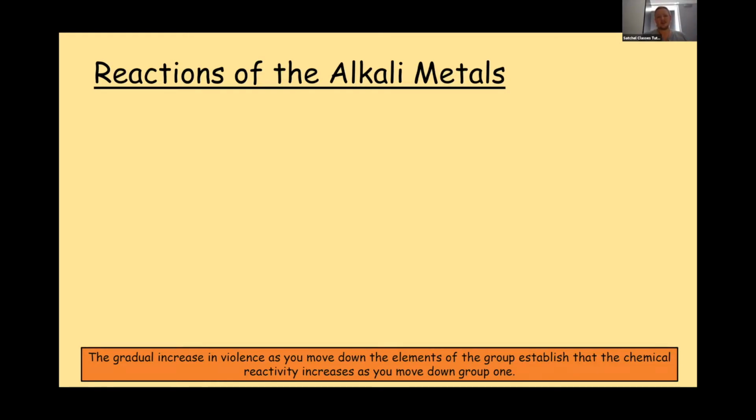And this actually allows you to predict the properties of the next element in group 1. For example, if you were talking about rubidium, you might say that it might explode in the water. It will produce hydrogen gas very, very quickly. It will get very hot. It will definitely burn. Because you know that potassium is the baseline and it should do what potassium does more violently.